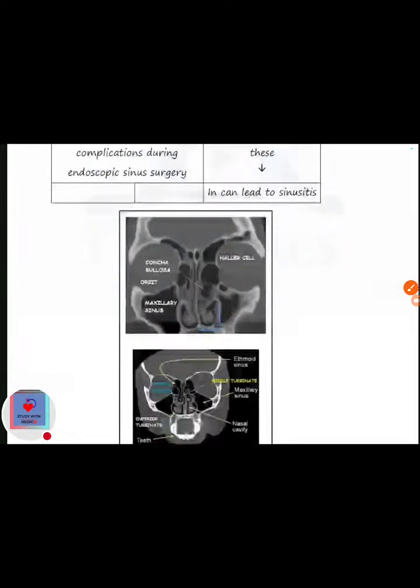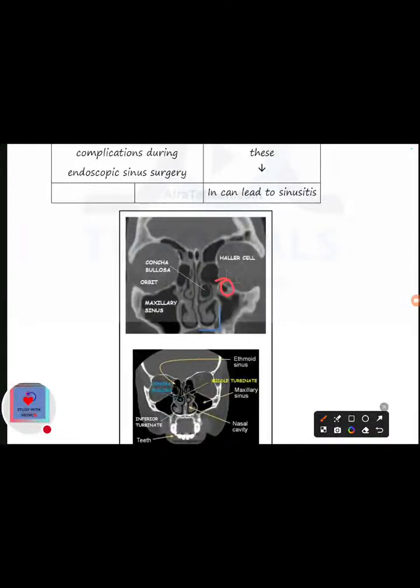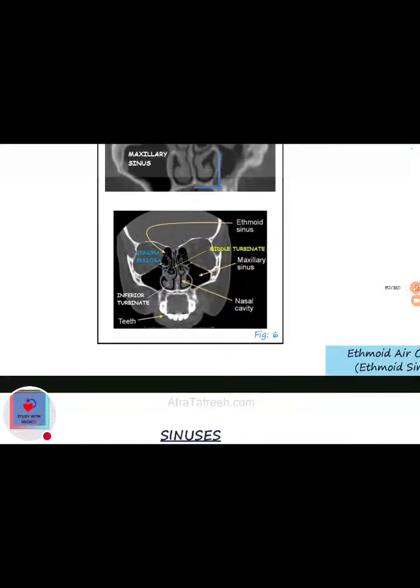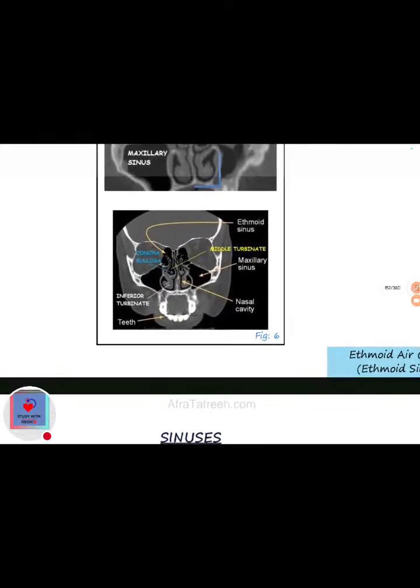So all three are shown here: Haller cell, concha bullosa, and Onodi cell near the optic nerve. Ethmoid sinus, middle turbinate, nasal cavity. Concha bullosa is in the middle turbinate. These ones you are able to see below the orbit, the maxillary sinus. These are ethmoids.